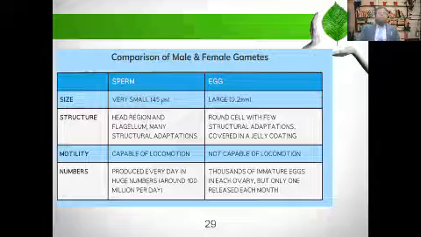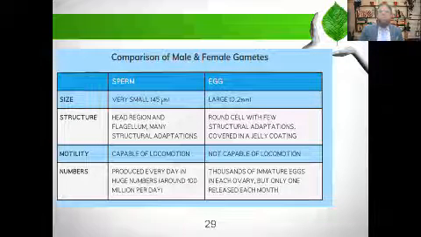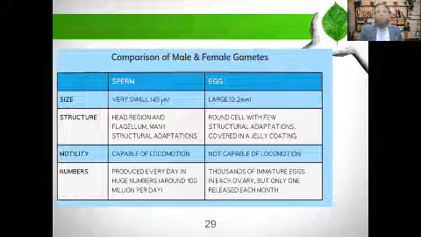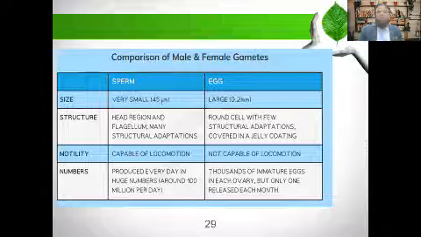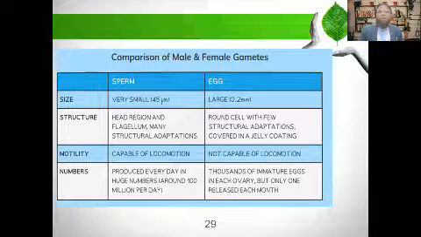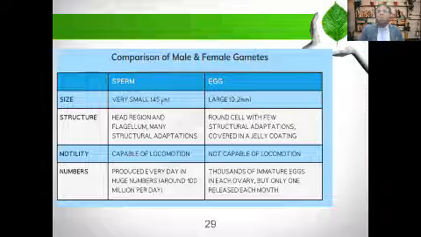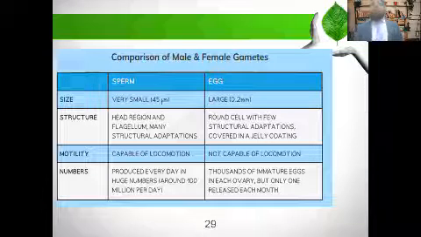Now another difference relates to the egg cell: there are thousands of immature eggs in each ovary, but only one egg is released each month. It means one egg is released once in a month.